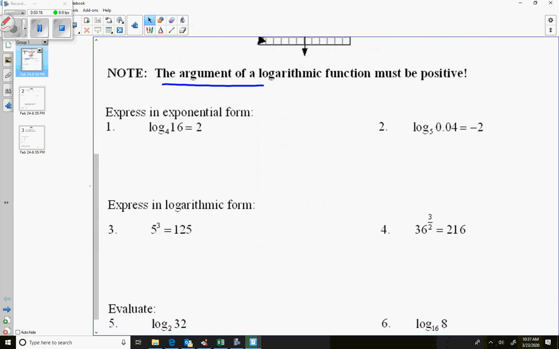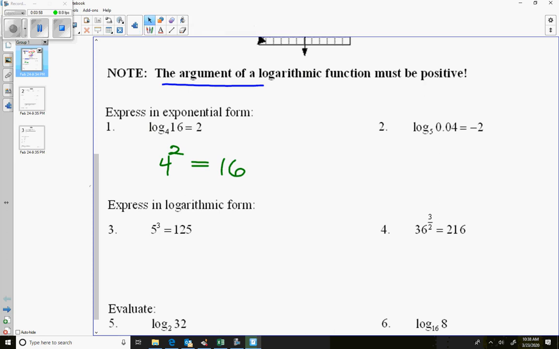So, number one. We're not solving, there's no variable here, we're just manipulating. Let's rewrite log base 4 of 16 equals 2 in exponential form. The base of your logarithm is the base of your exponential. What the logarithm equals is the exponent. And then this will equal your argument. So just rewriting this, we get 4 squared equals 16.